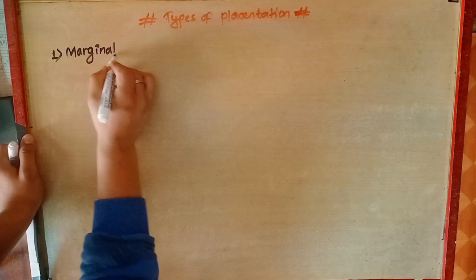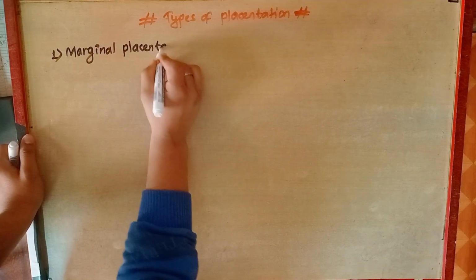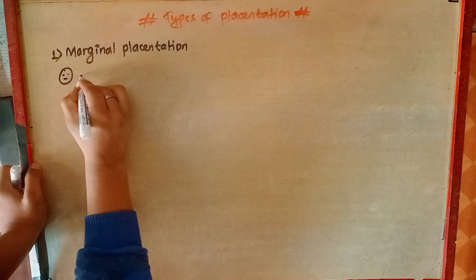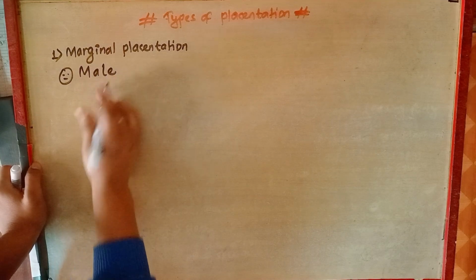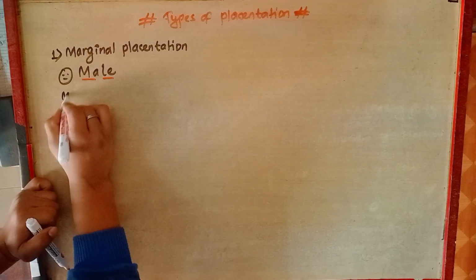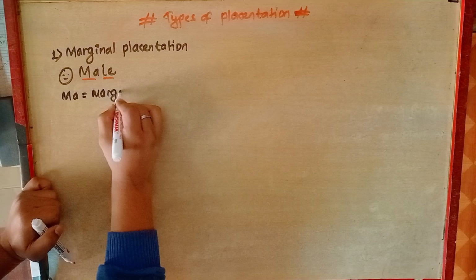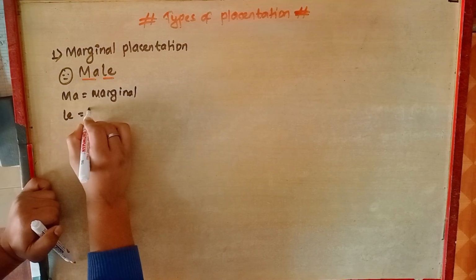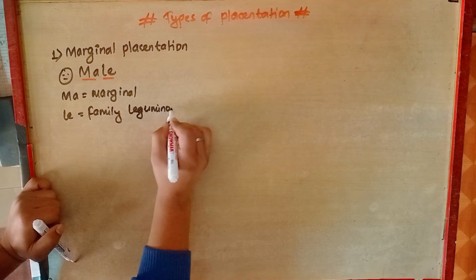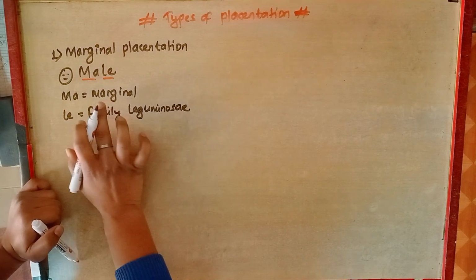First, I am going to provide you the trick to remember the examples of marginal placentation. The trick is MALI. Here, Ma means marginal, and Li means Leguminosae, that is, family Leguminosae has marginal placentation.